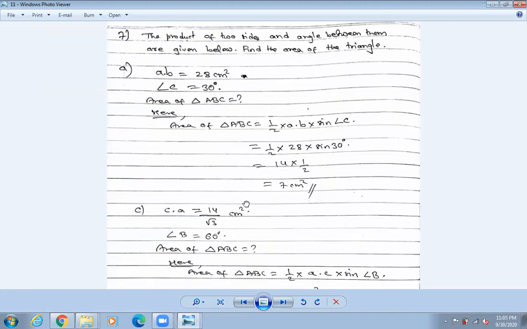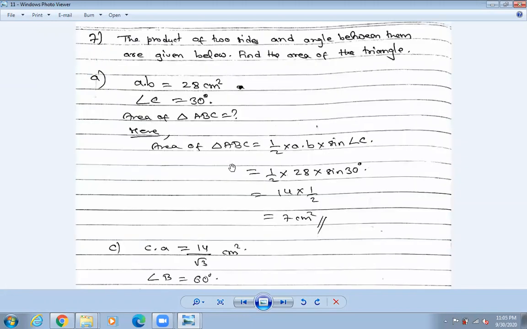Okay, so look at question number 7, all of you, in your book. So in question number 7, the product of two sides of what? Triangle. Okay, triangle. Let us make triangle first because there is no figure. Let us make the triangle. Okay, so to make you understand, let me make the triangle first. Then after that, the product of two sides, that means two sides are given.